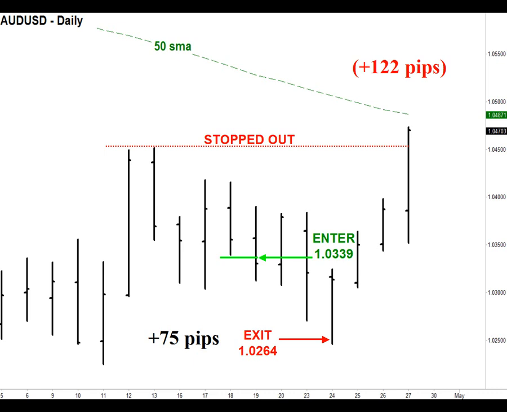And now, it actually is a typo. Instead of a 122 pips plus sign, that's actually a negative. You would have lost 122 pips. So instead of making 75 pips, you just lost 122 pips if you stayed in 3 more days. So this does not always work.